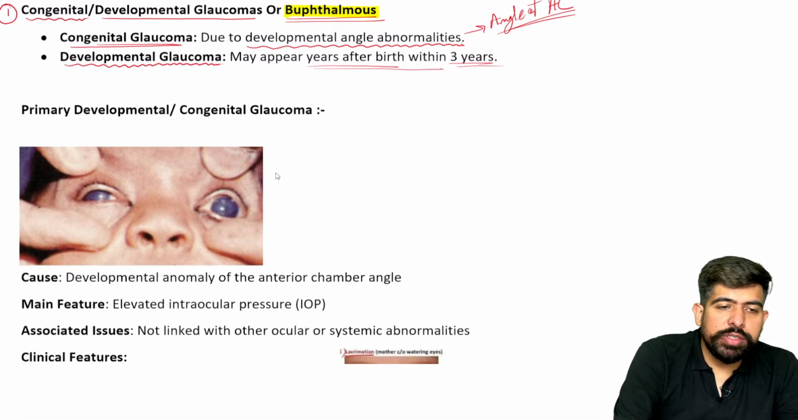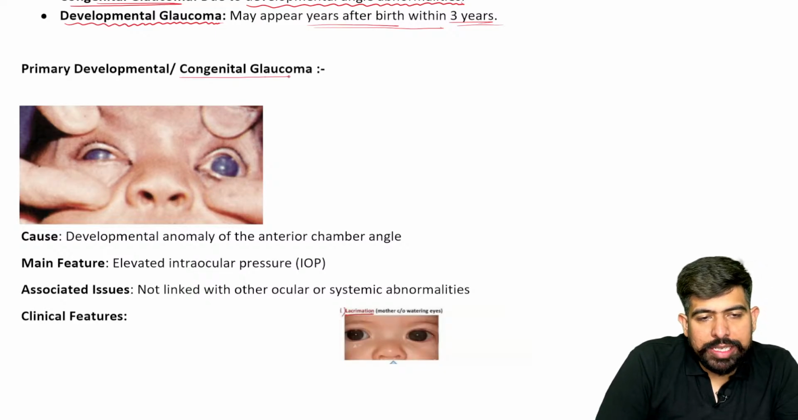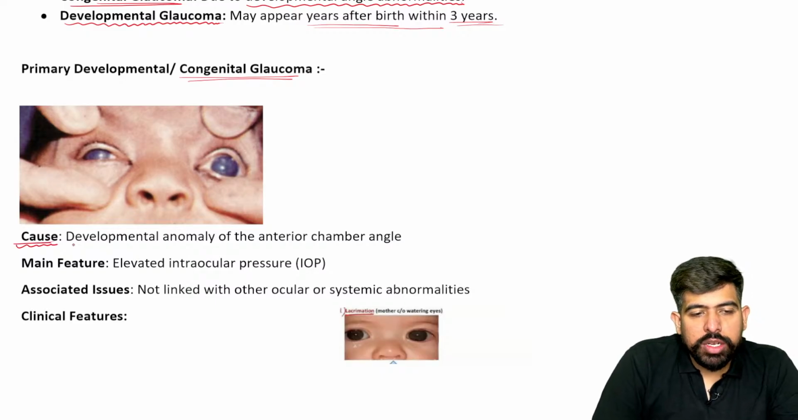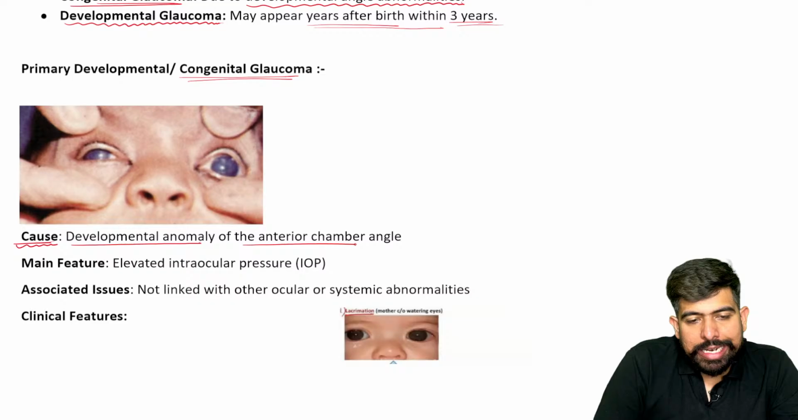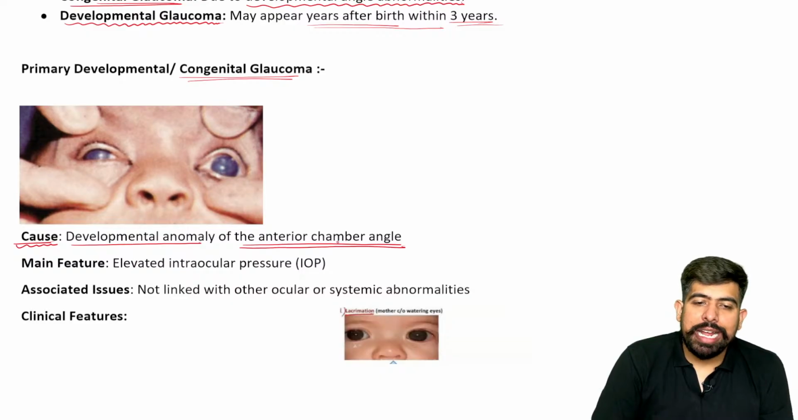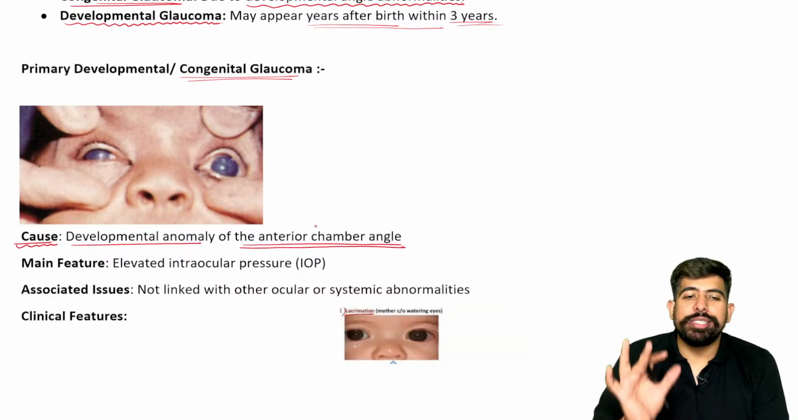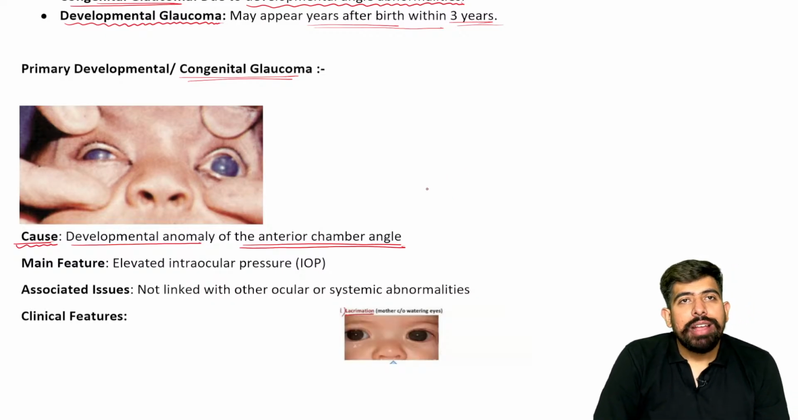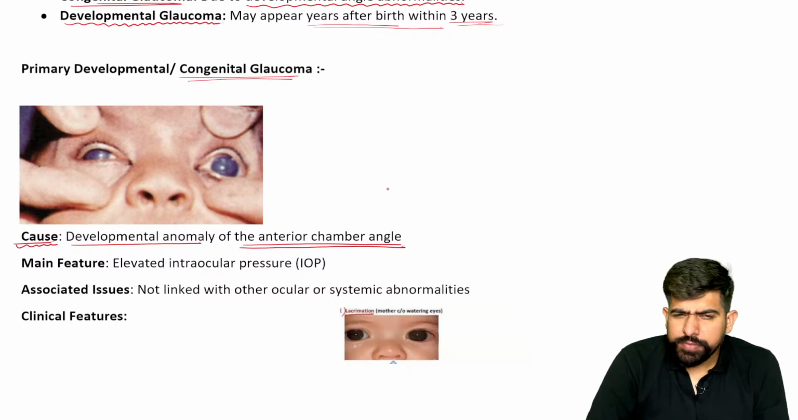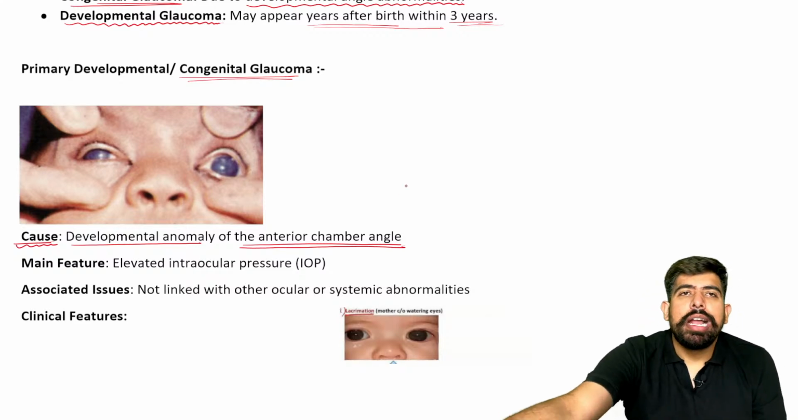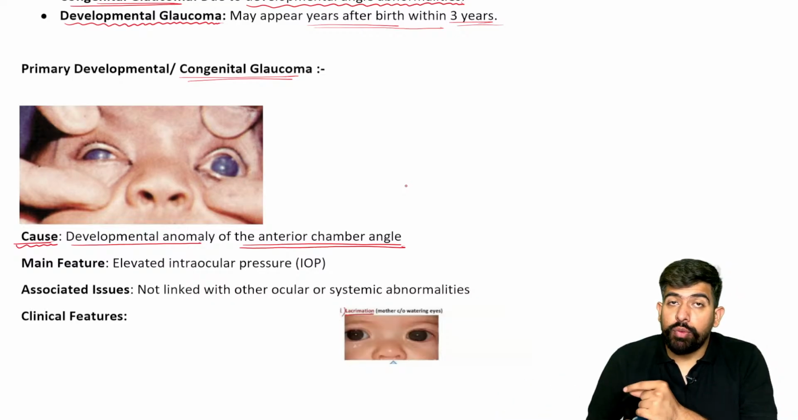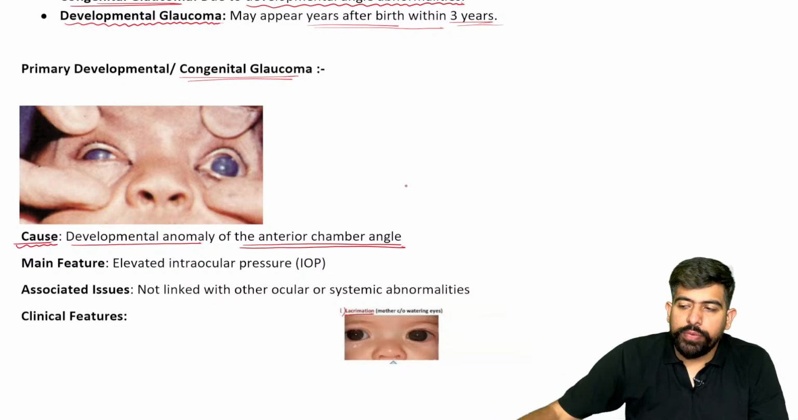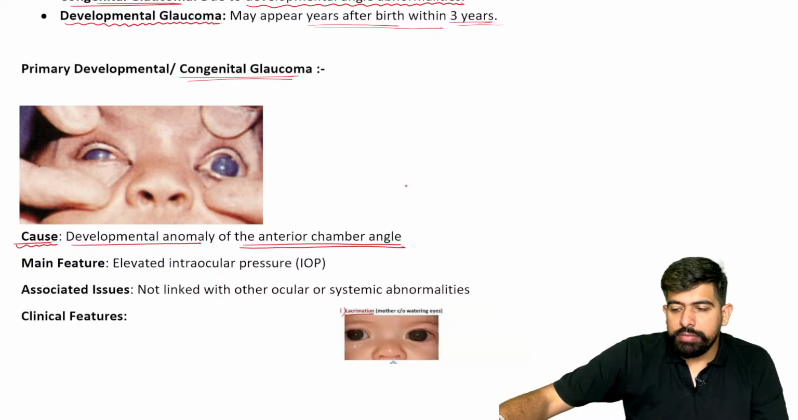Now, talking about the first one, the primary developmental, or congenital glaucoma, what is the cause of it, which is important. The cause is a developmental anomaly of the angle of anterior chamber. This angle of anterior chamber is closed. Why am I talking about it? When we talked about the aqueous humor in the starting of part 1, we talked about the angle of anterior chamber, because from the angle of anterior chamber only, the aqueous humor is drained.